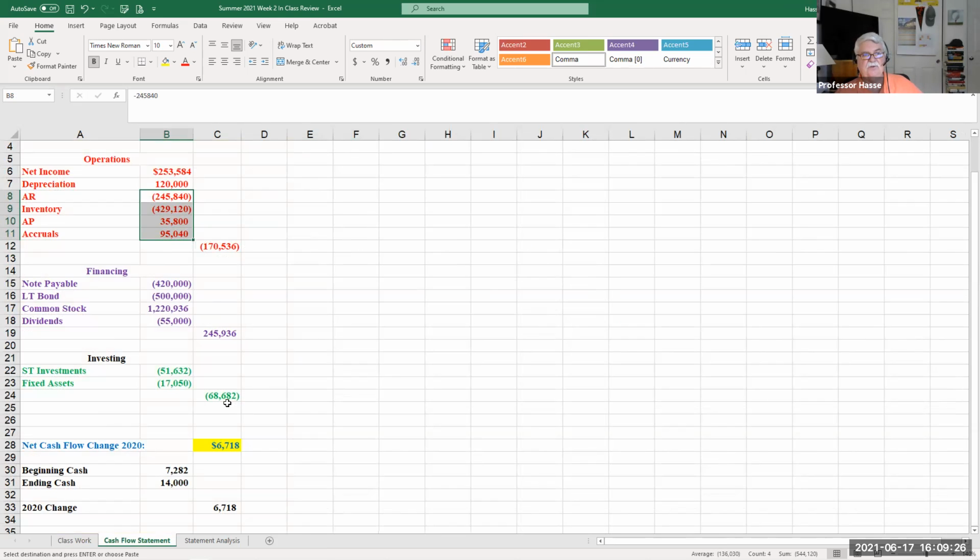That's why they're in current assets and current liabilities. They're considered operating assets, operating liabilities. You need those accounts to run the day-to-day part of your business.